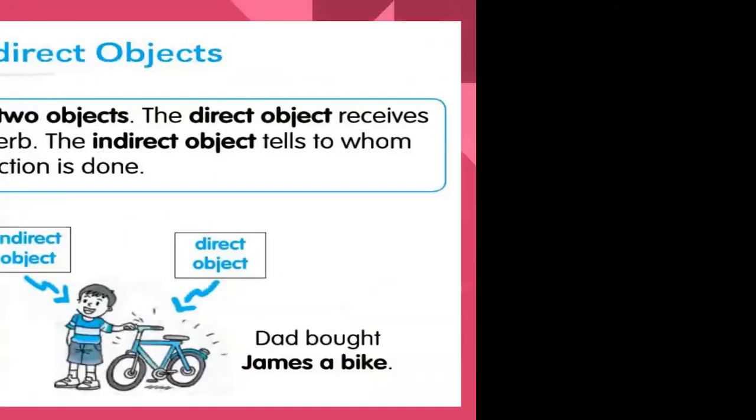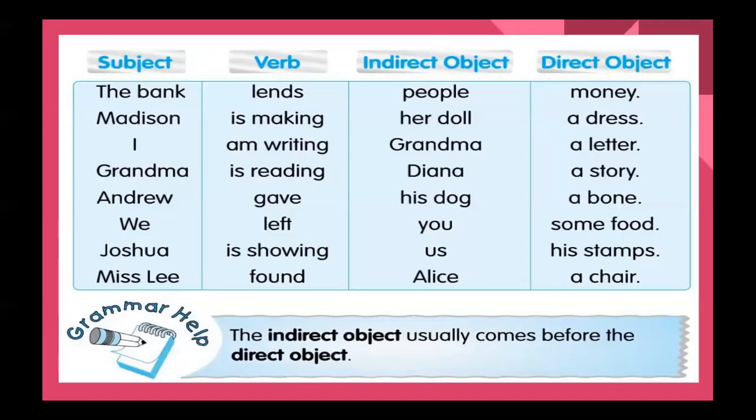All right, so it's very easy because direct object usually we see it at the end. Okay, and the indirect object comes before the direct object. So indirect object comes before the direct object. So let's see over here. The bank lends people money. Yes, so over here, see, what is the bank lending? Money. Yes, so that becomes the direct object.